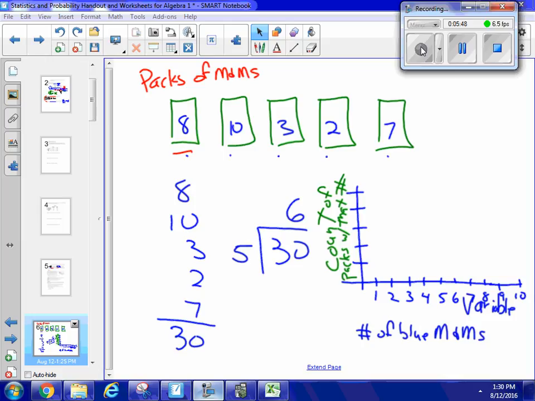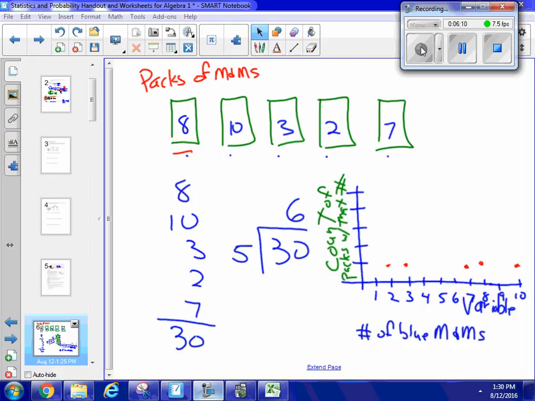So I had 1 pack with 8. So here's 8. I had another pack with 10, so it's 1 pack with 10. I had another pack with 3. See, I'm putting these dots there. I had another pack with 2. And I had another pack with 7. Now let's say I go to the store and I buy another pack.